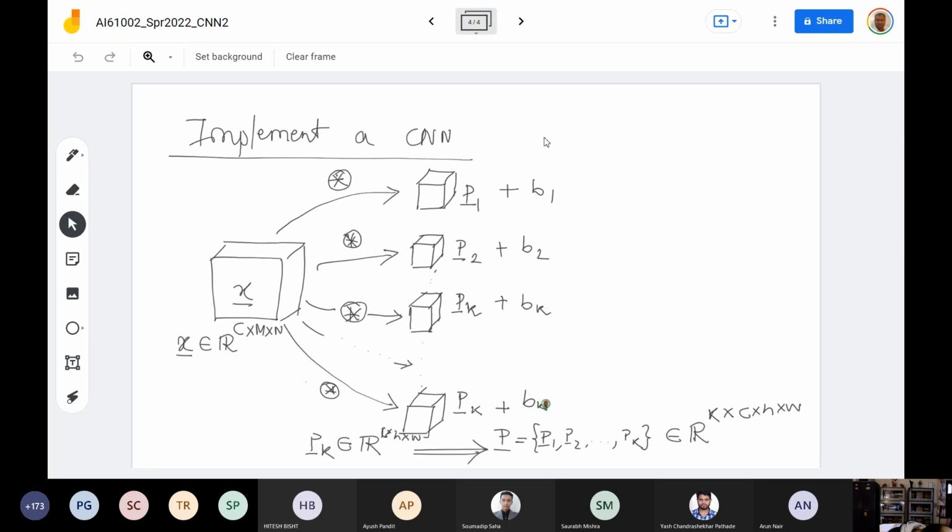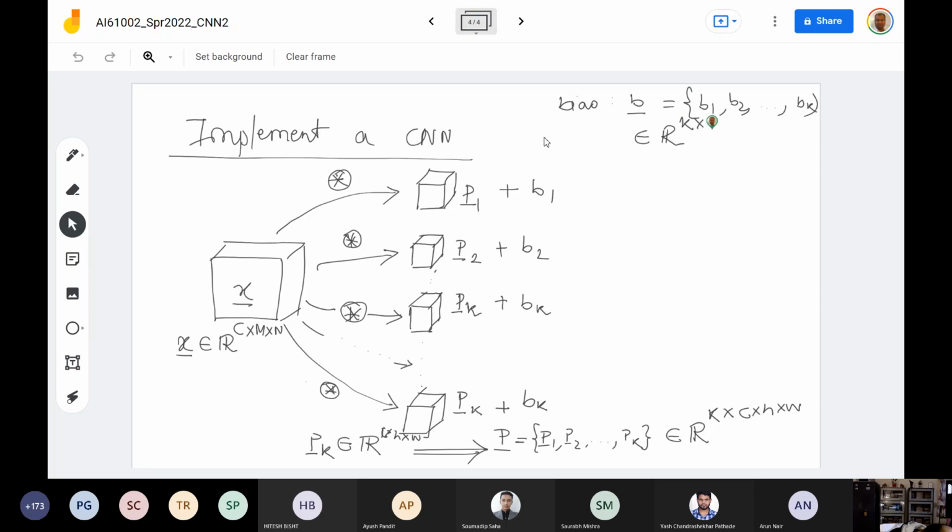Okay, so essentially all of these biases will also form a tensor B, which is a concatenation of B1, B2 up to Bk, such that this belongs to R to the power of K cross 1.